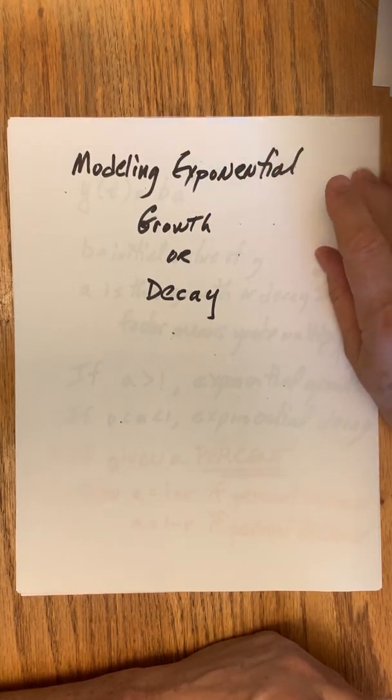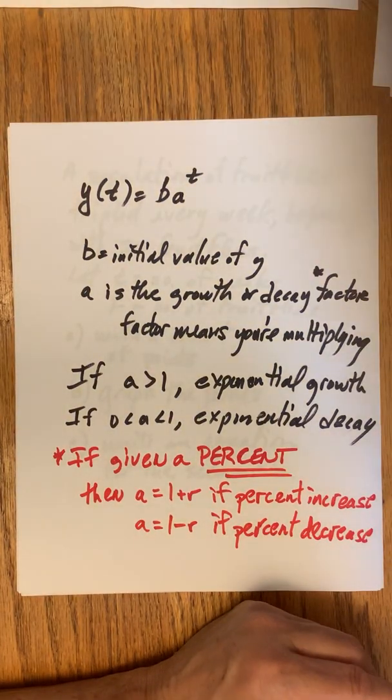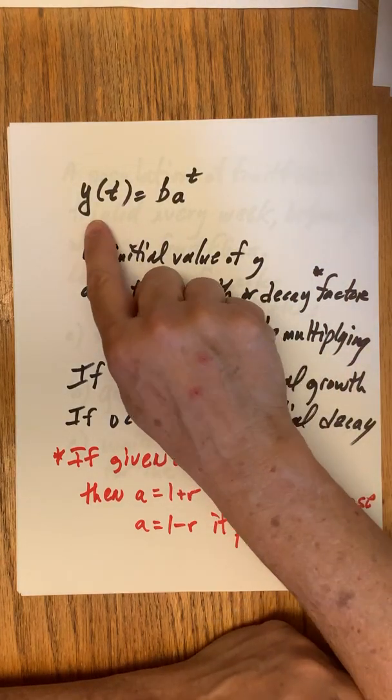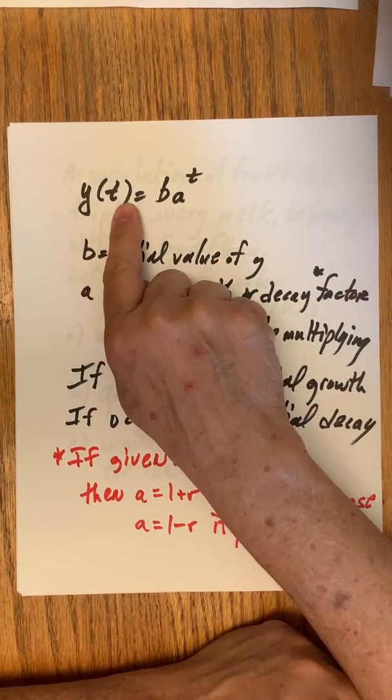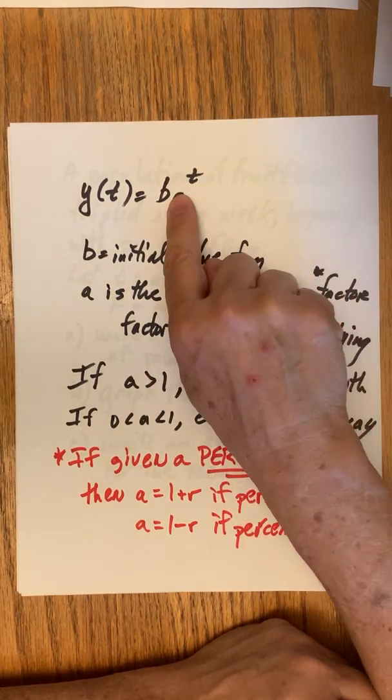Hello, in this video we're going to look at exponential growth and decay. So let's take a look at a little bit about structure. In general, your equations are going to look like this. So you have an output dependent on an input, and that input is the exponent to a base.